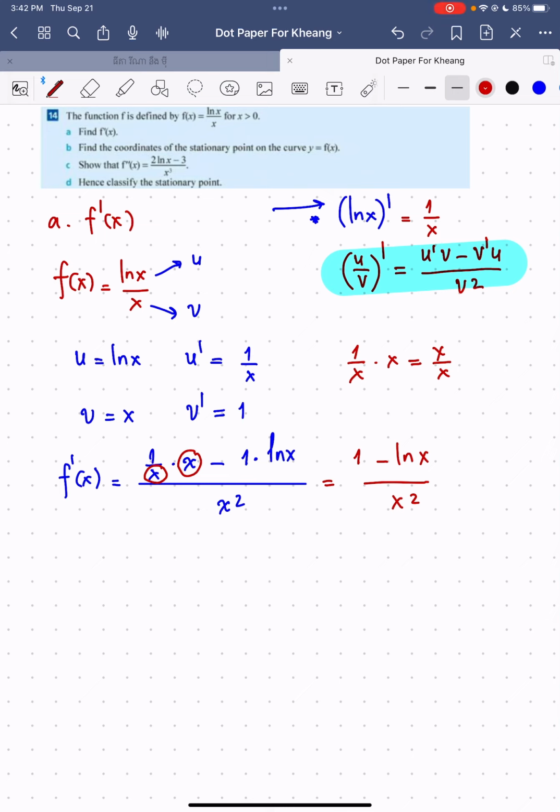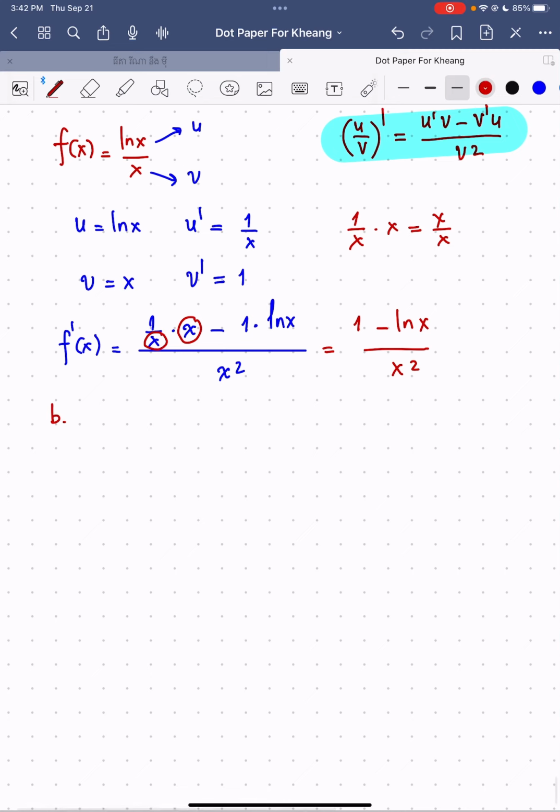B, find the coordinate of the stationary point. As I told you, to find the stationary point, just let f prime x, or the first derivative, equal to 0 and then find x. So just let f prime x equal to 0 and then you get 1 minus ln x over x squared equal to 0. In this case you can use the cross products.